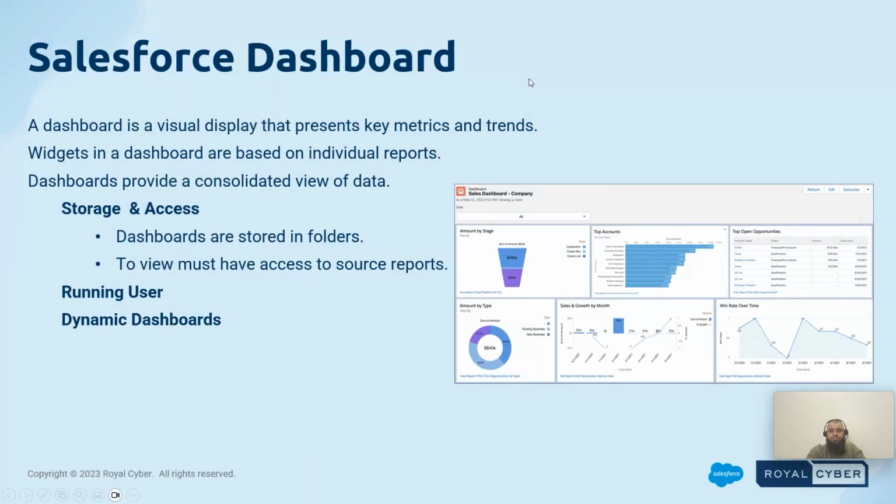Now, in a detailed way, we can see a dashboard is a visual display that presents key metrics and trends from the records in your Salesforce organization. Widgets in a dashboard are based on individual reports. You can use the same report for multiple widgets, for example, a bar chart and a pie chart. Dashboards provide a consolidated view of data on a common theme such as sales performance or customer support.